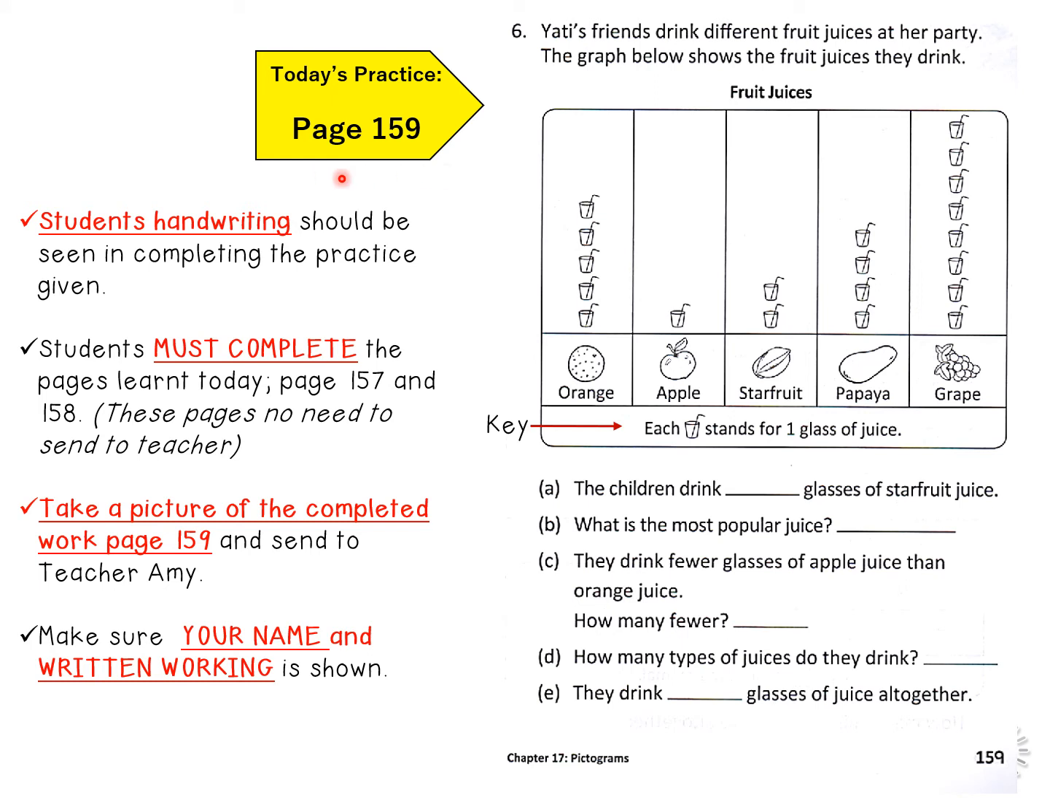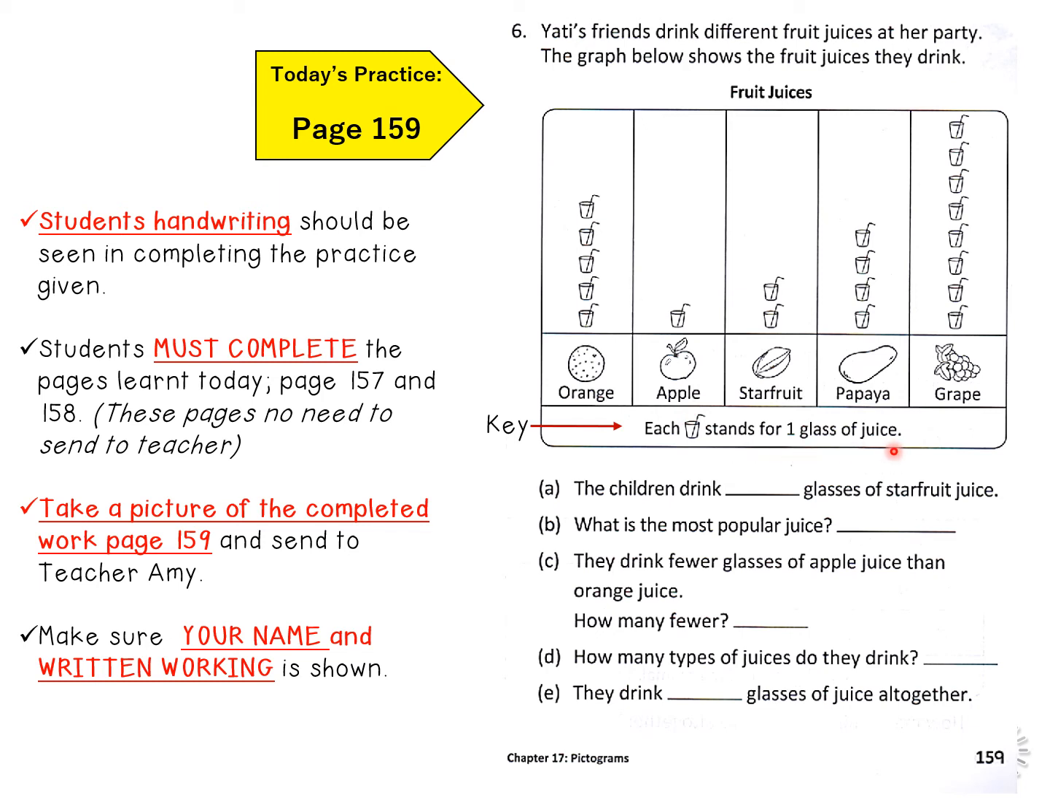page 159. So let's take a look at the question. Yati's friends drink different fruit juices at her party. The graph below shows the fruit juices they drink. So they are orange, apple, starfruit, papaya, and grape. So let's take a look at the key. One picture of a glass stands for 1 glass of juice.